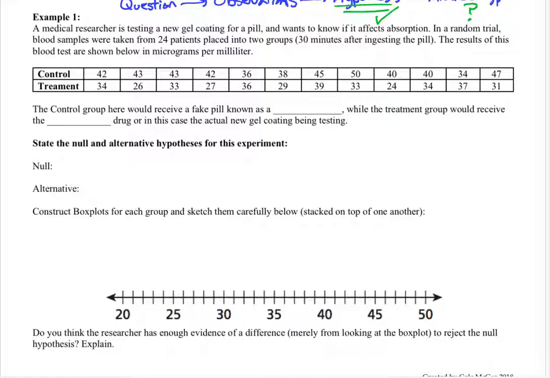And the results of their blood test are being measured in micrograms per milliliter. So that's just the units. So we have a control group and a treatment group, and here is how much of the drug was in their bloodstream 30 minutes after they took the pill.